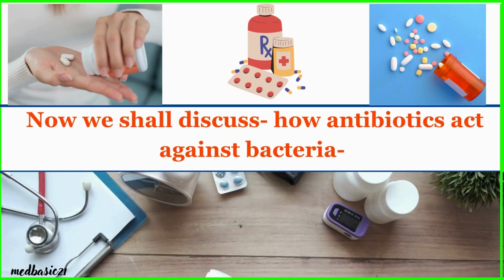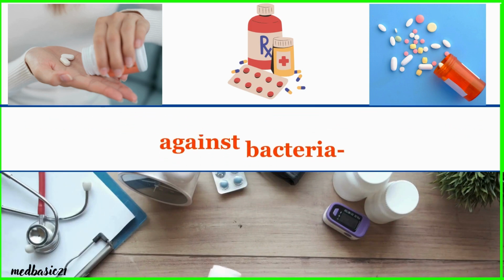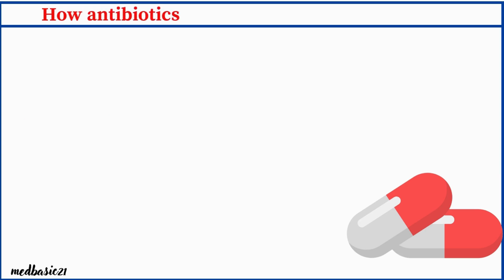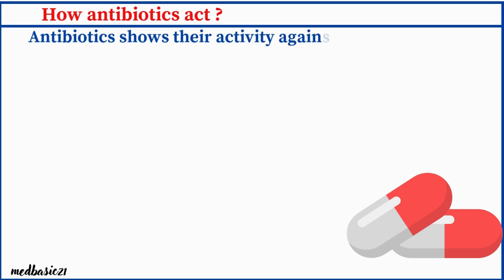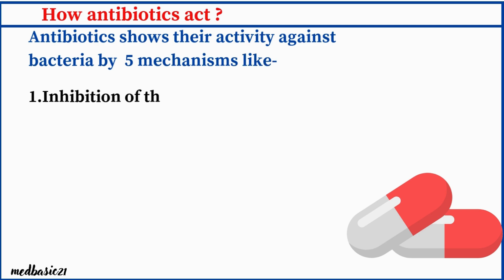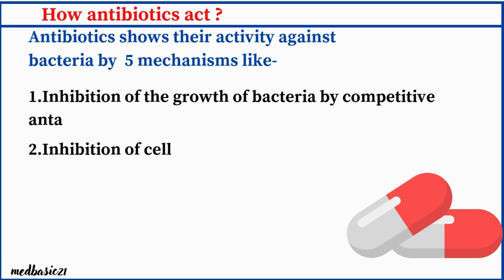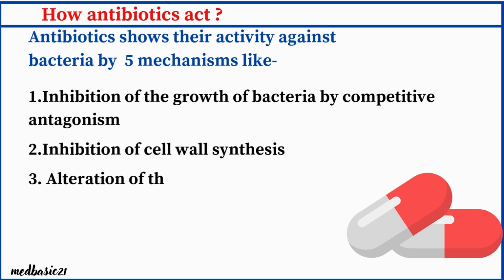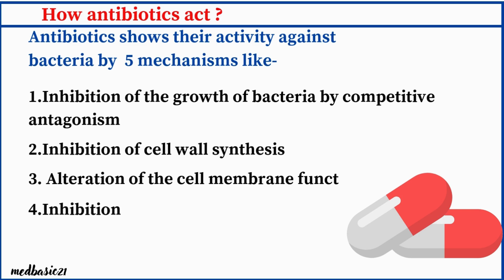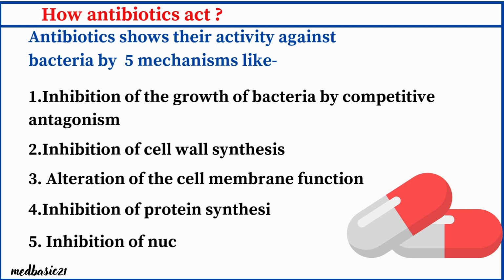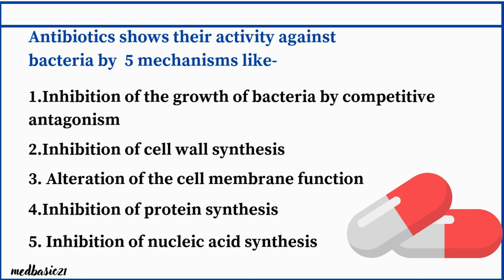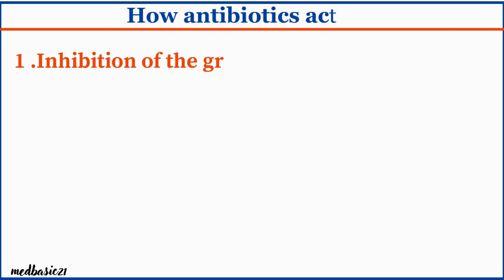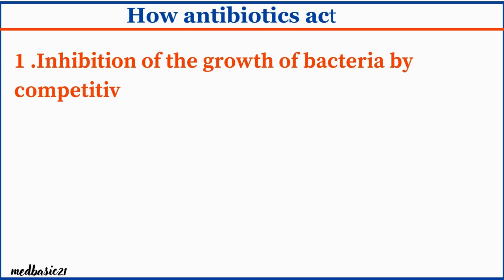Now we shall discuss how antibiotics act against bacteria. Antibiotics show their activity against bacteria by 5 mechanisms like: inhibition of the growth of bacteria by competitive antagonism, inhibition of cell wall synthesis, alteration of the cell membrane function, inhibition of protein synthesis, inhibition of nucleic acid synthesis.